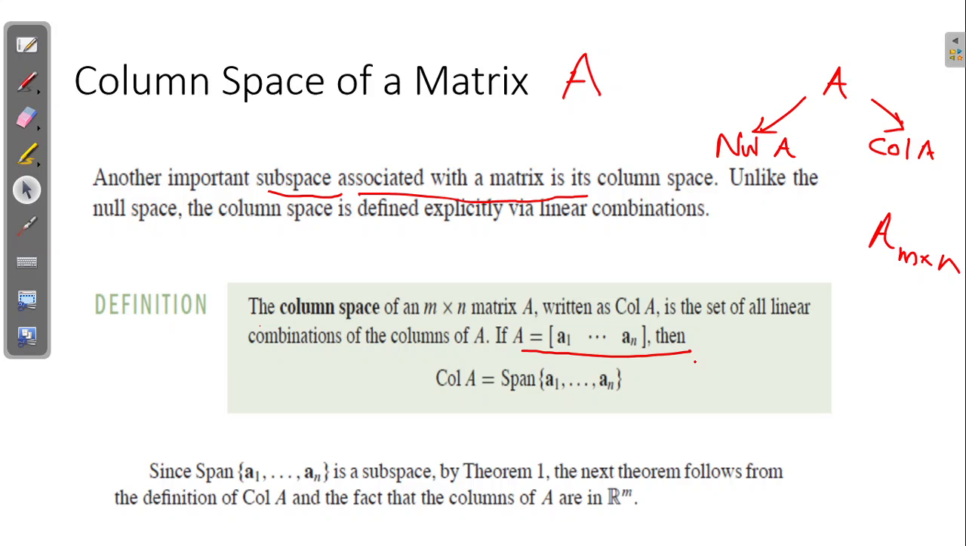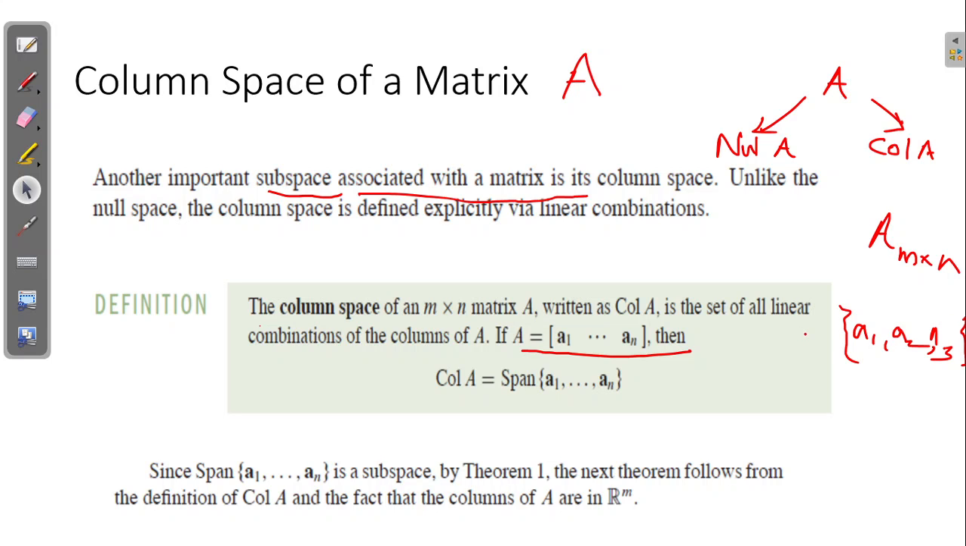Then the definition of column space says that col A is equal to span of A1, A2, etc. An. Span we have already discussed. What do you mean by span? Span means generation. You can say span of a matrix, or you can say generated matrix. So span of A1, A2, A3, etc. An. For example, span of A1, A2, A3.